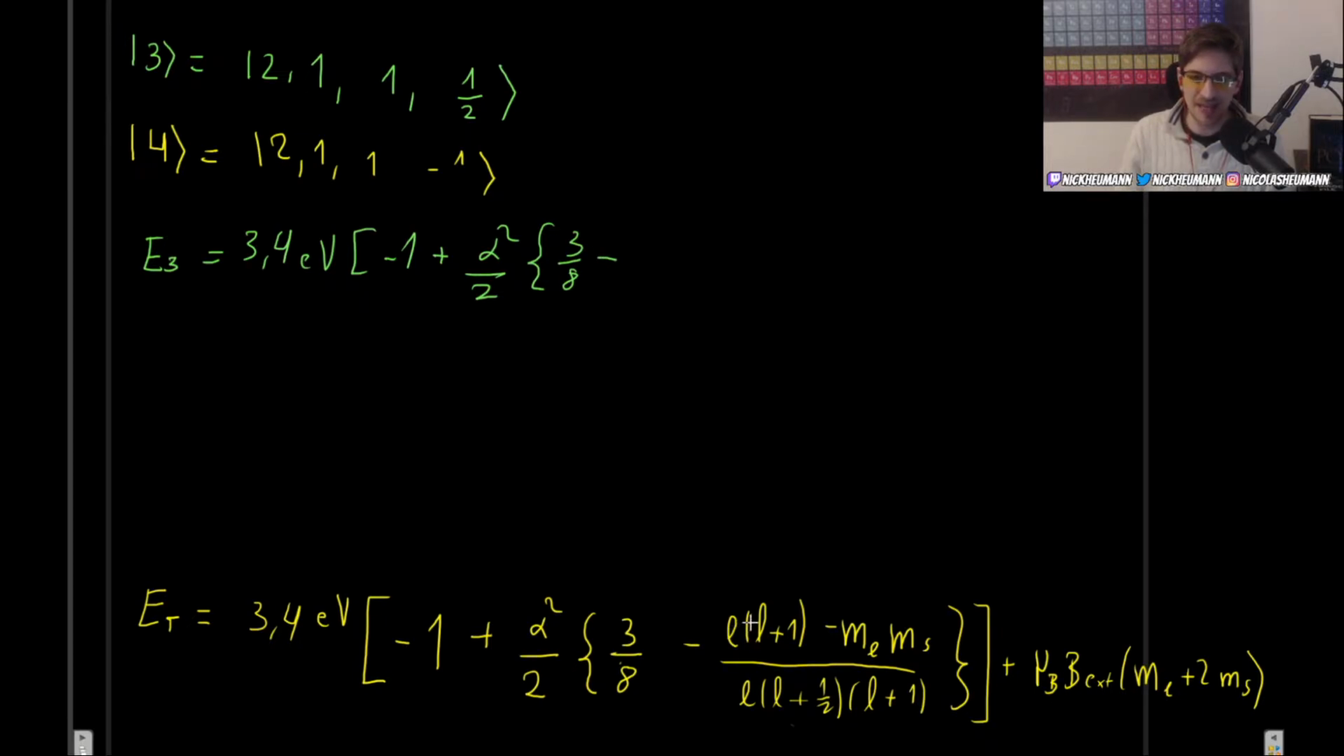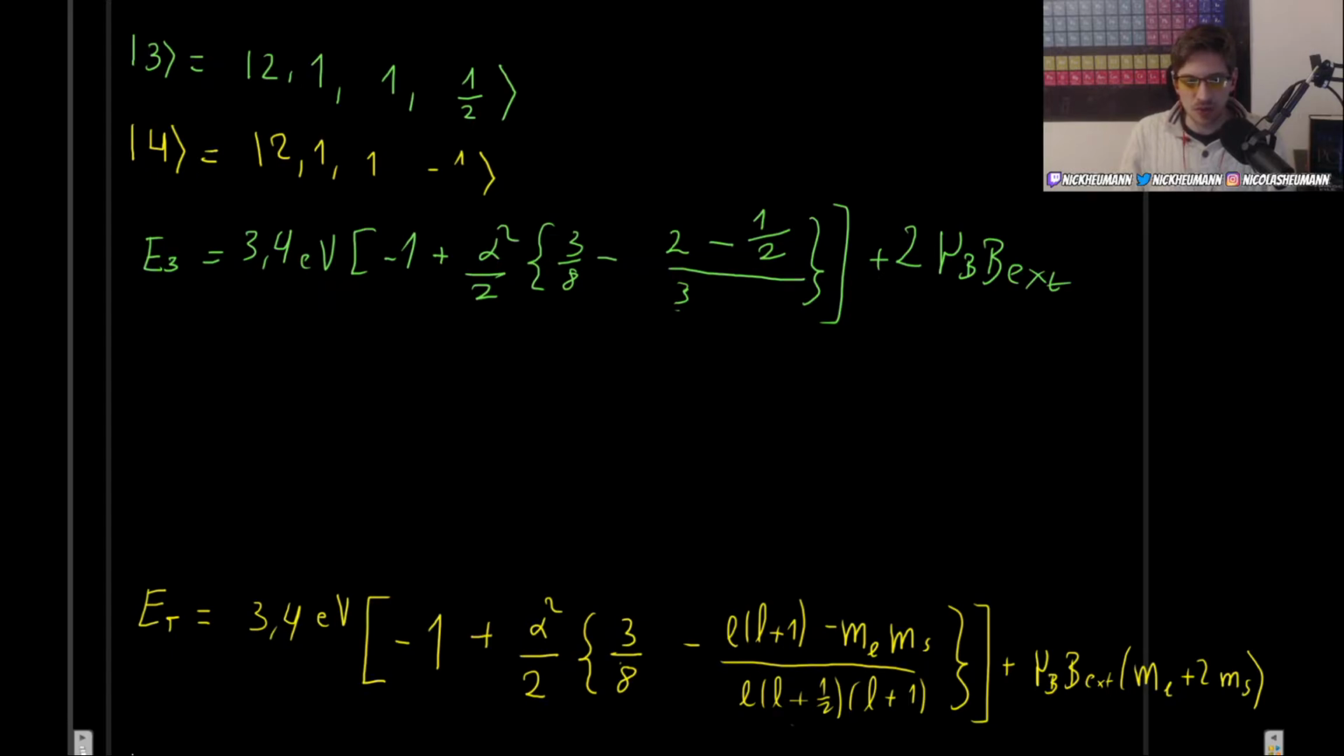So minus, now L is equal to 1. So we get 2 here, so minus 2 minus. ML is 1, MS is 1/2. So we get minus 1/2 over, and this is 1 times 3/2 times 2. So we get 3. And then over here, we have ML, which is 1, and this is also 1, because 2 times 1/2 is 1. So we get 2 times Bohr magneton external field.